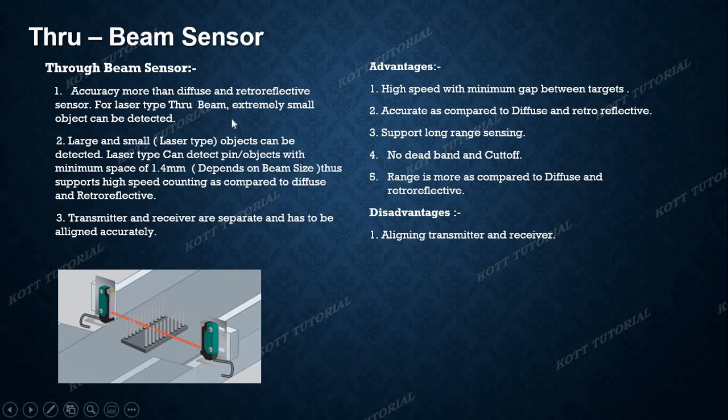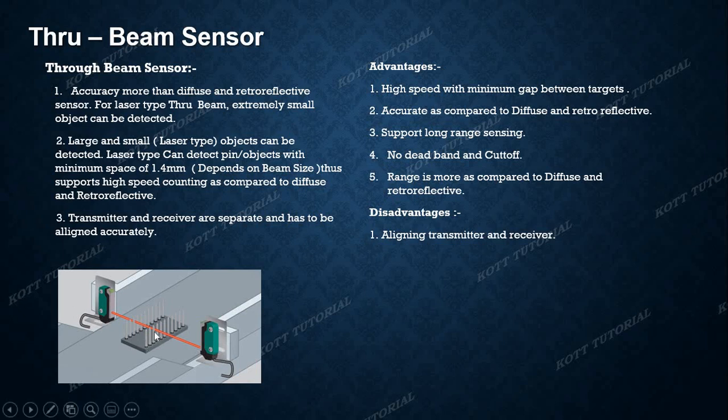The reason is that for the diffuse and the retroreflective, light is being diffused from the product. So these small objects may represent a single object for the retroreflective or the diffuse sensor, and it may not work efficiently. For all these 4 pins, it may detect only a single pulse, meaning it will consider a single product for all these needles. So in such an application we have to use a laser type through beam sensor, which has a beam smaller than the pin.